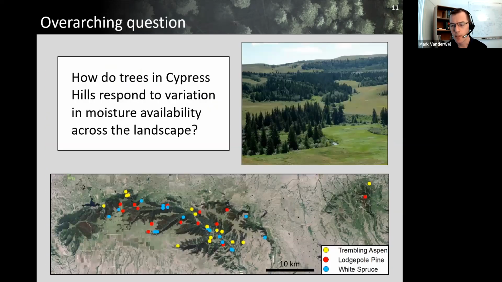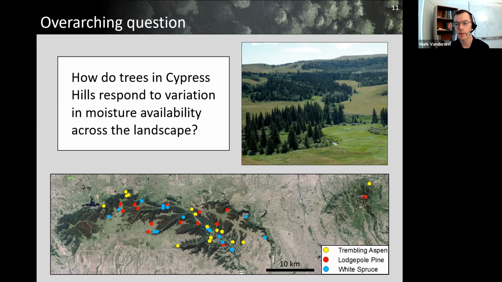And so my research program in Cypress Hills has been using variation in moisture availability to examine its role in influencing trees and forests across this landscape. So the photo shown in the top right of this slide gives a bit of a sense of what this landscape looks like. We see a mix of forest and grassland ecosystems. In the foreground, there's kind of a creek with a population of white spruce along its banks. Further towards the background, you see increasing amounts of trembling aspen, and up towards the top of the plateau in the background, we would expect to see lodgepole pine stands.